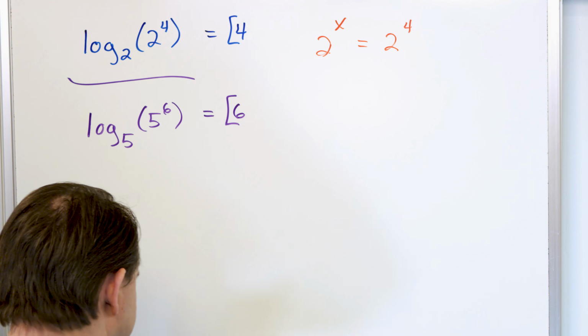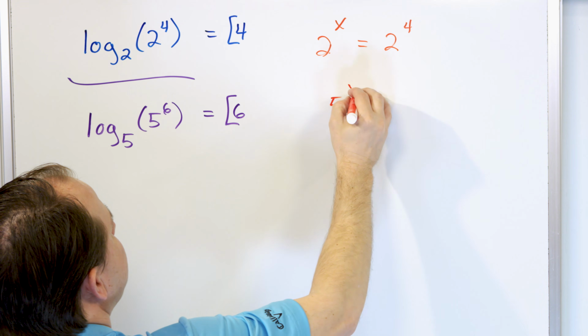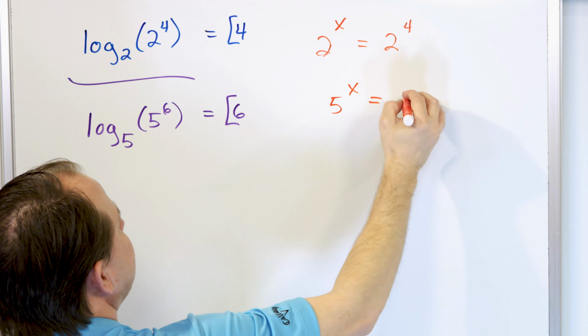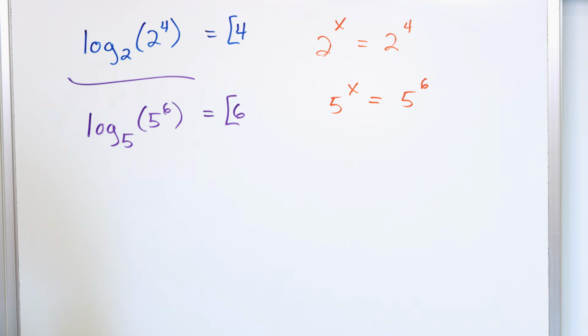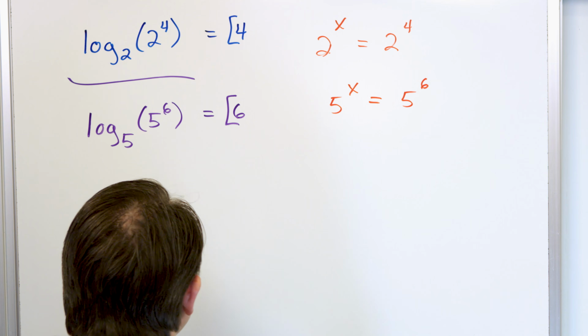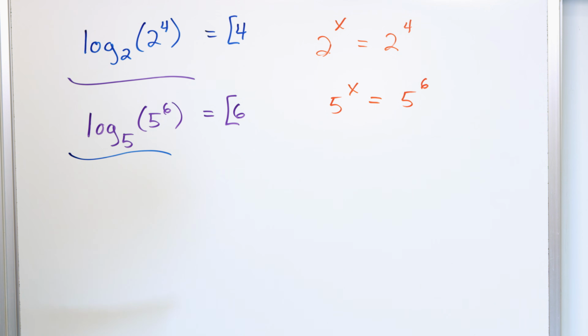Again, it would be the same thing as the way we have done it before. You would say base 5 to the power of something is equal to what I'm taking the log of, 5 to the power of 6, and you then know that x is equal to 6. So you could do it that way if you want. I'm just trying to show you how to use the laws of logarithms here. All right.